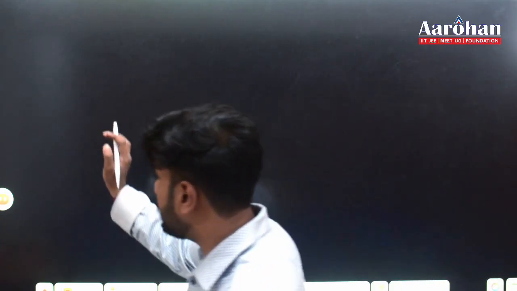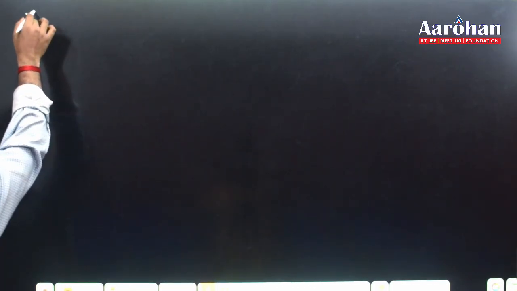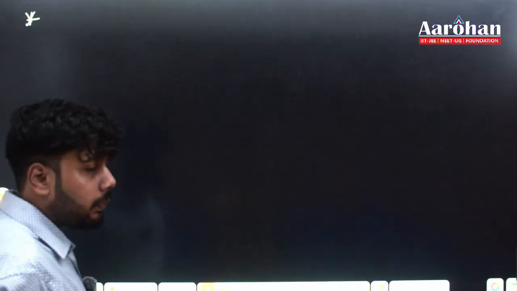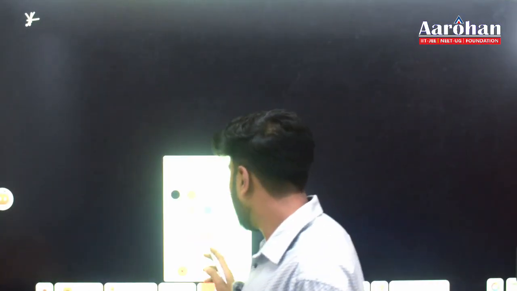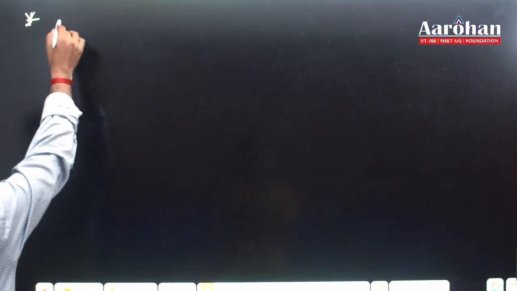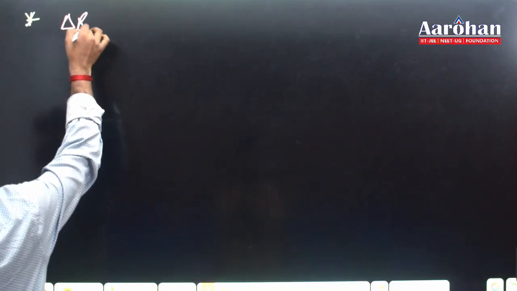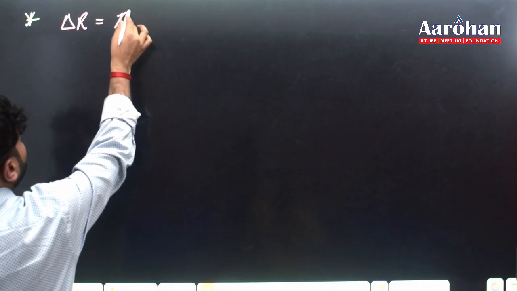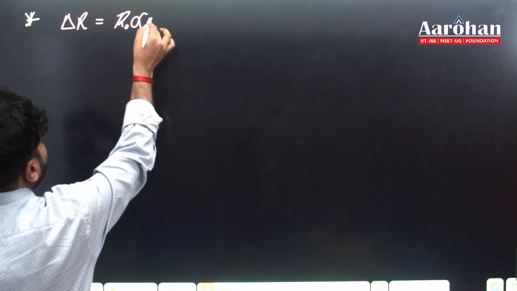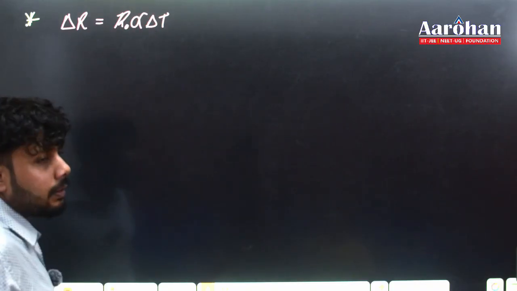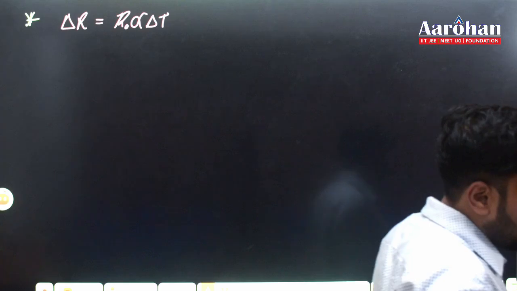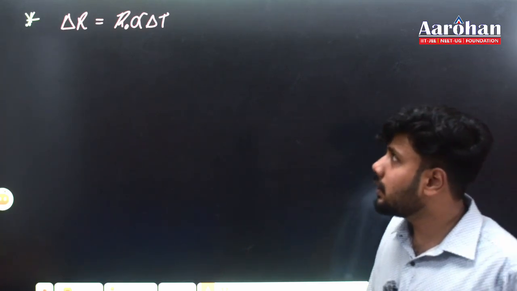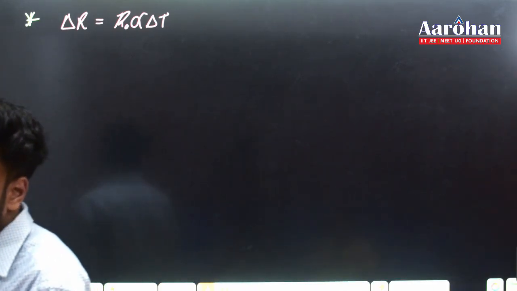Greetings everyone. In the previous class we discussed the mathematical expression of change in resistance with respect to temperature, and there we got something like this. Change in resistance equals R naught times alpha delta T, where R naught is your initial resistance, alpha is your thermal coefficient of resistance, and delta T is your change in temperature.